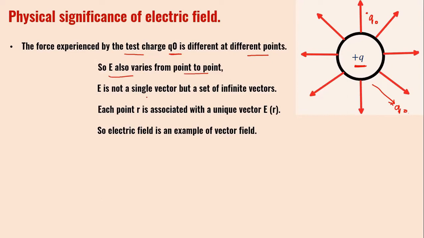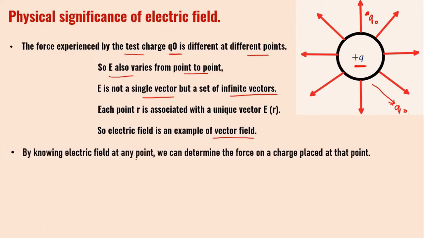So what we can say is that E is not a single vector but a set of infinite vectors. So many vector directions are associated with the electric field. So we can say it is a set of infinite vectors, not a particular direction. In a particular situation, it has a particular direction, but as a whole quantity, we can have all the possible directions. So electric field is an example of a vector field.